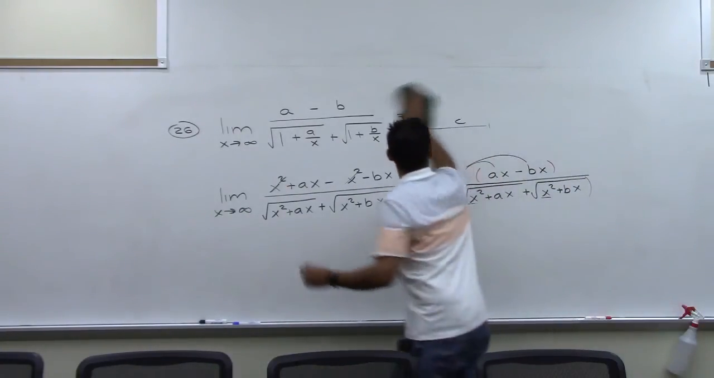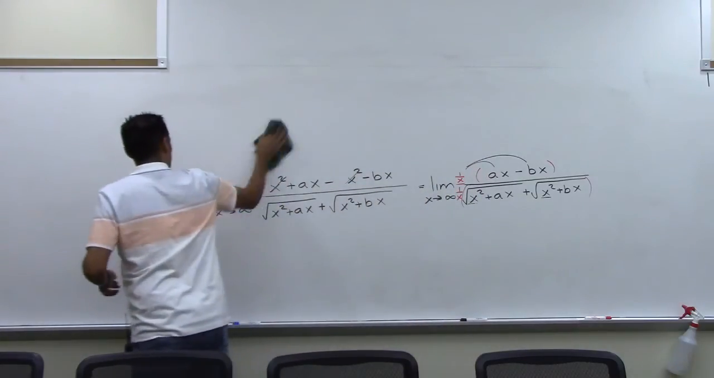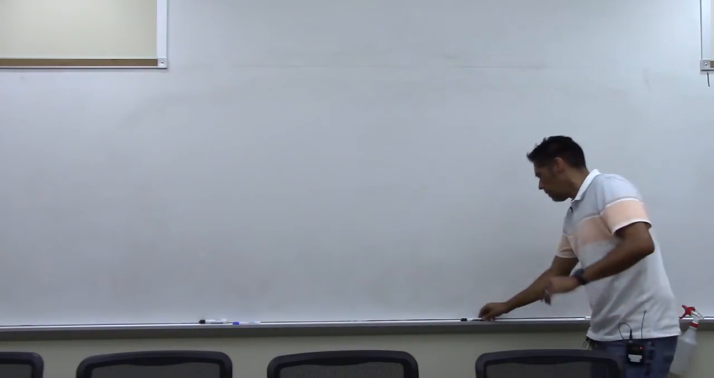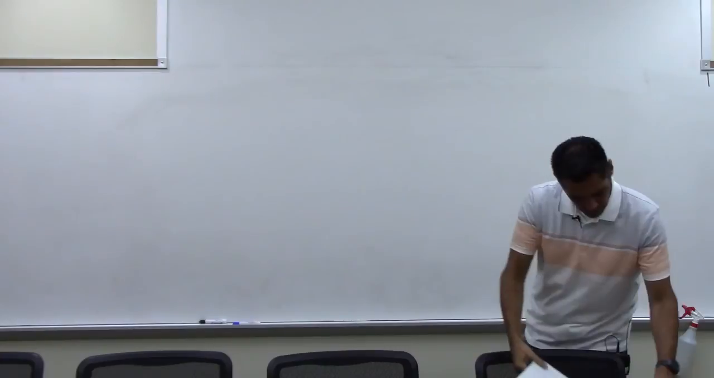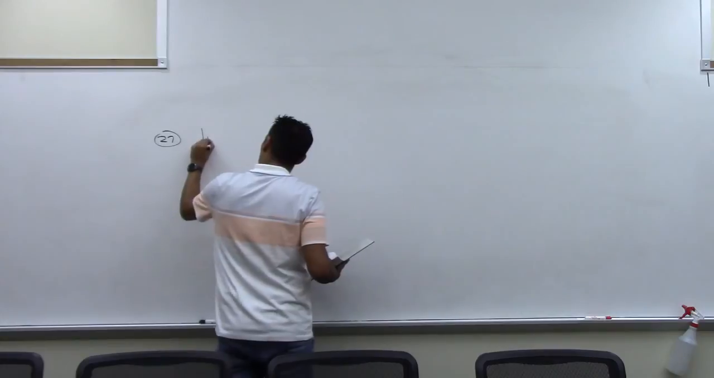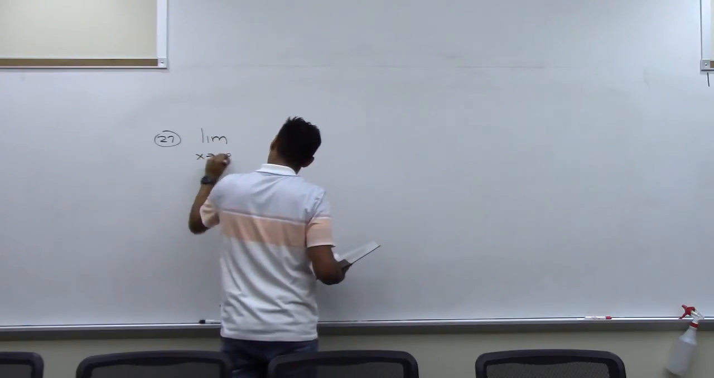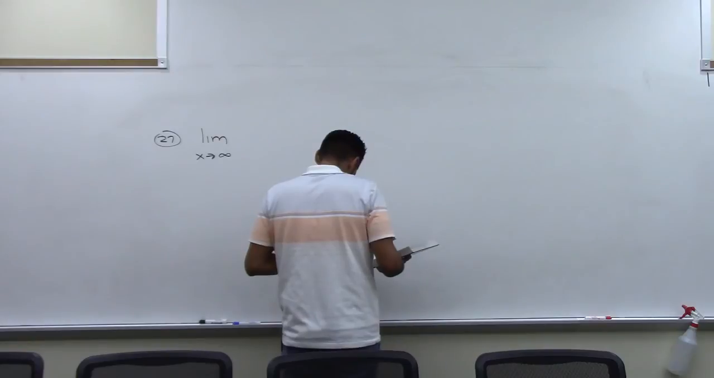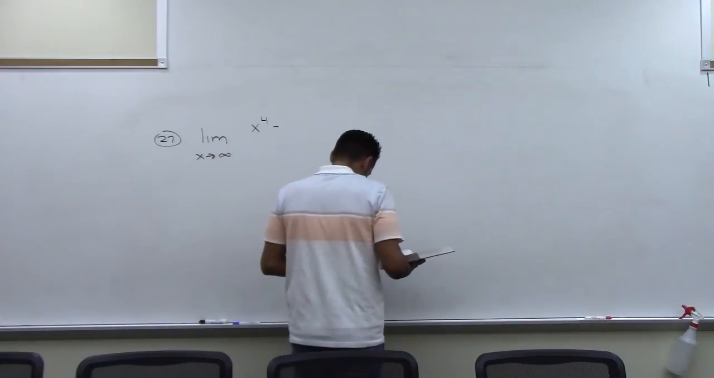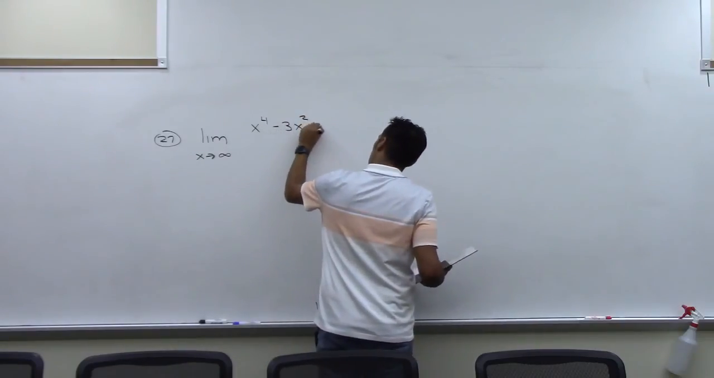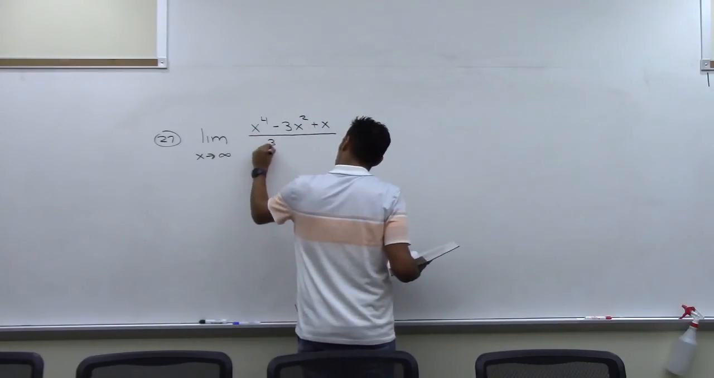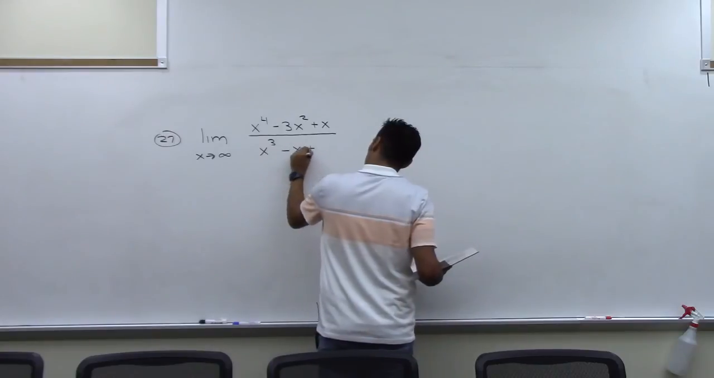27. Limit x approaches infinity of x to the fourth minus 3x squared plus x over x cubed minus x plus 2.